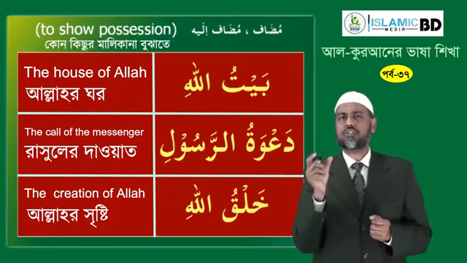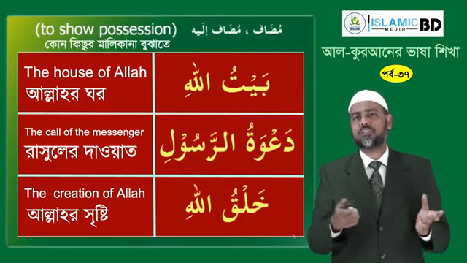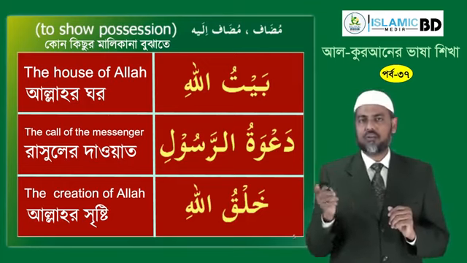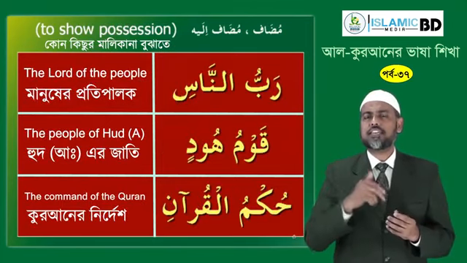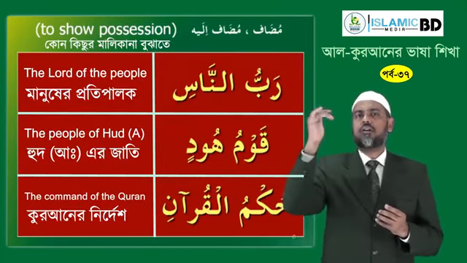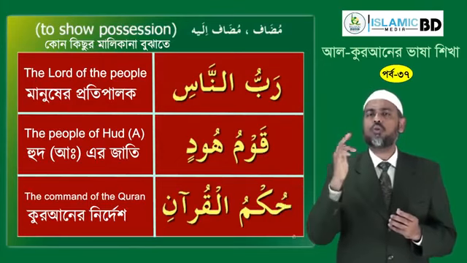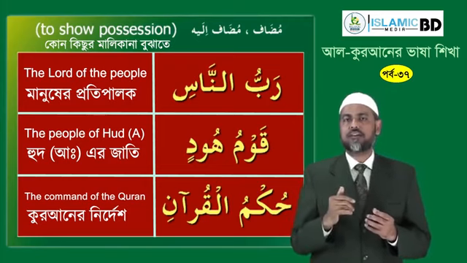So for the first word you put u, and the second word you put e. That's mudaf mudaf ilayh, to show the possession. Khalqullahi, the creation of Allah. Rabbun Nasi, the Lord of the people. Qawmu Hudin, the nation of Hud alayhi salam.